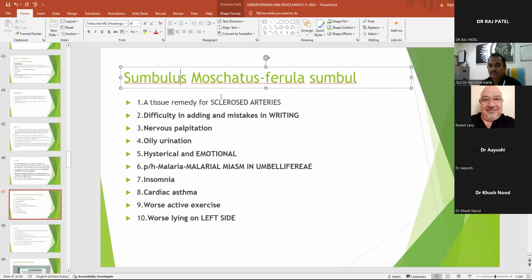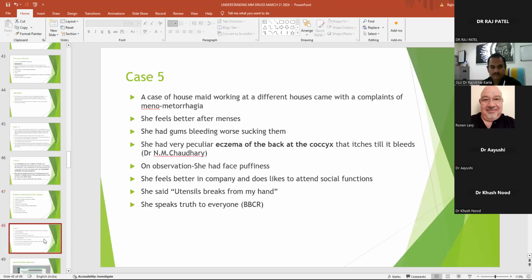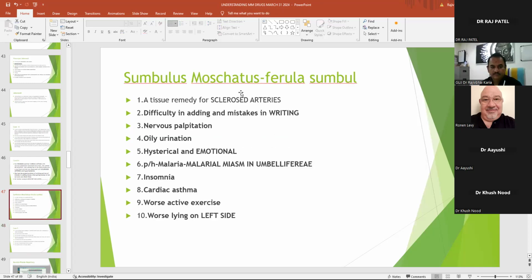Worse lying left side. This is very important of Sumbulus. Sumbul. So we'll read Boericke Materia Medica.